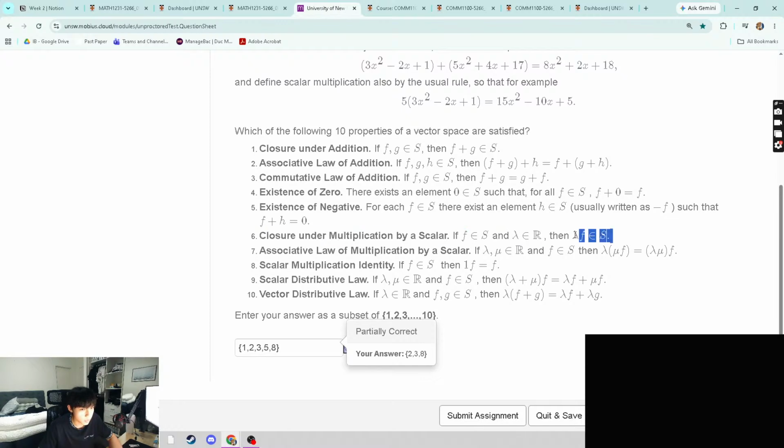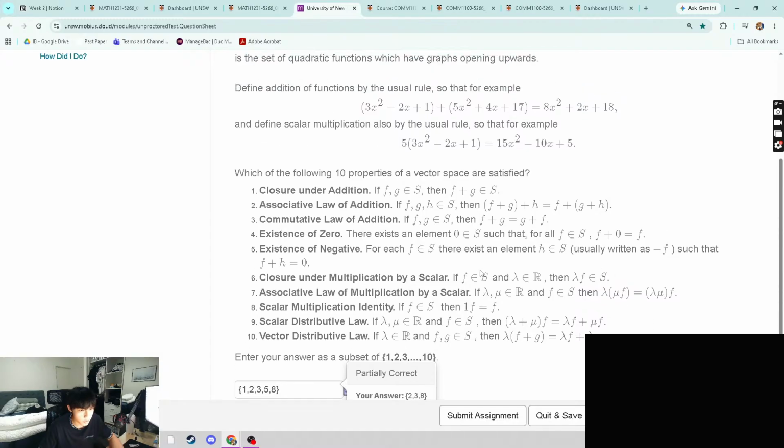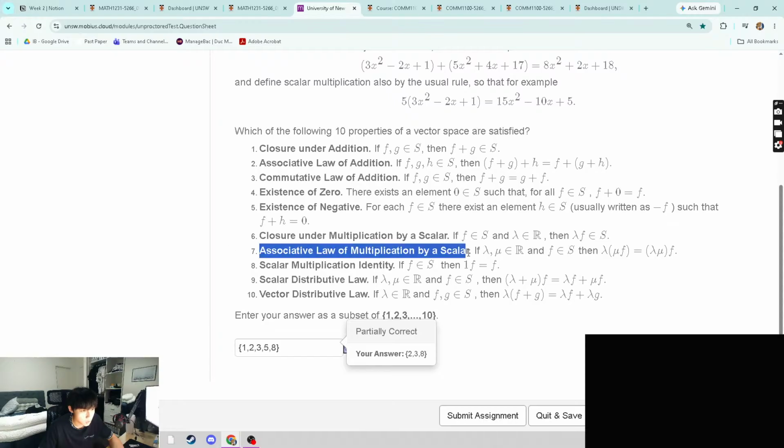Lambda S is going to be within S. I can see that being wrong because if you just have a negative number, that changes things. Maybe that associative law of multiplication would work, just because I just pull it out and multiply by f.